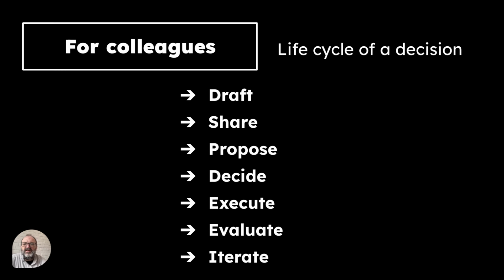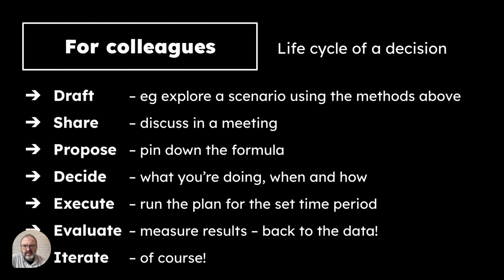So that brings us to colleagues. If we look at working with colleagues, you can think about a life cycle of a decision. The steps for that life cycle include draft, share, propose, decide, execute, evaluate, and iterate. If we explain some of those, the draft is exploring a scenario using the methods that we've explored so far. Sharing, so discussing in a meeting, for example. Propose, so pin down a formula or an approach to data or a decision. Decide, so this is actually the moment when you collectively go, what you're doing, when and how.